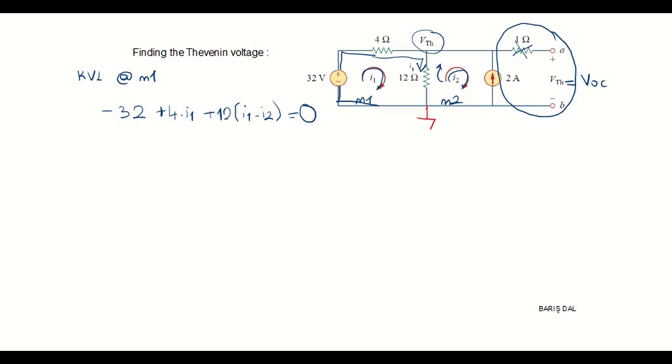In mesh 2, it is easier than mesh 1, because let's say we continue to follow this path and we come across the 2 ampere source, but the direction is not the same, so there is no other current, so I2 should be equal to 2 amps. But since the direction is opposite, we should write a minus sign here.